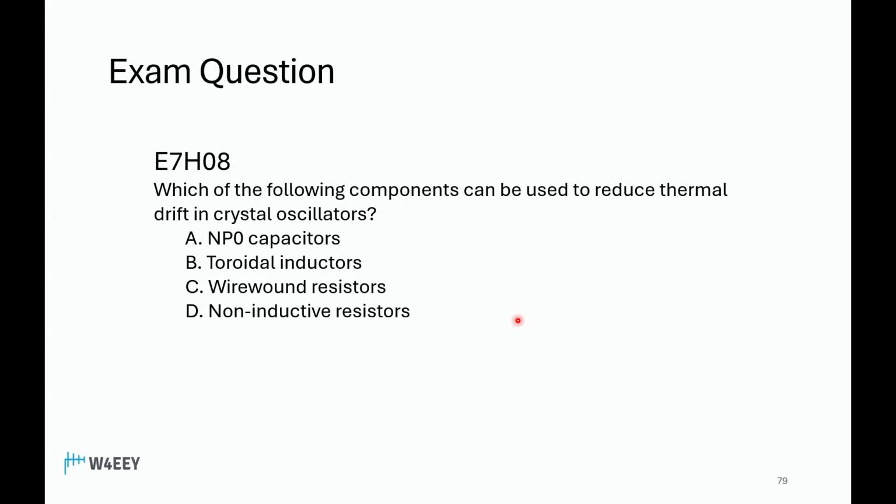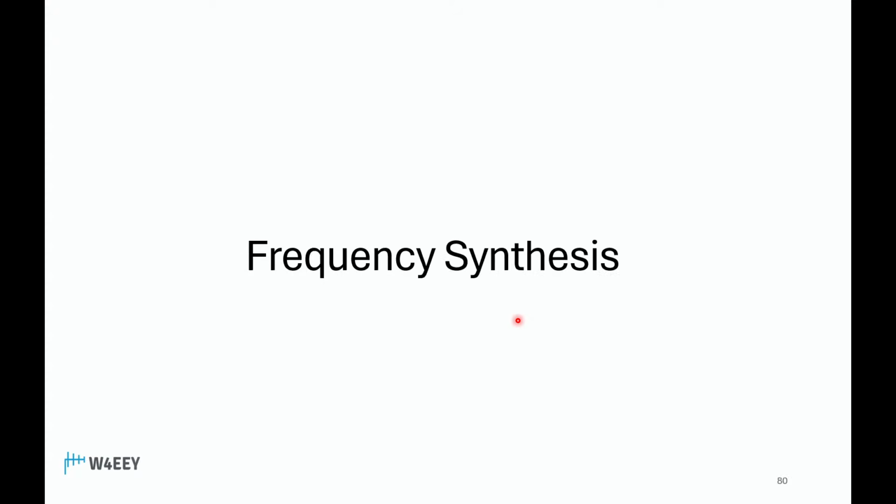Oh, here's the one that you wanted. Which of the following components can be used to reduce thermal drift in crystal oscillators? That would be alpha. Yeah, we sure love our alphas. All right, we're doing super here.